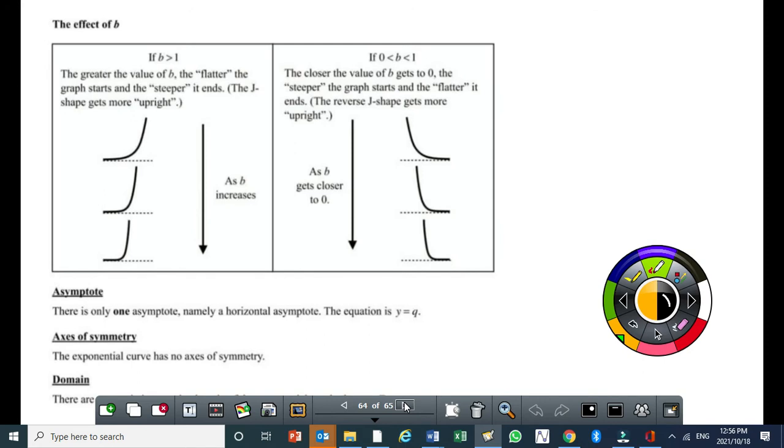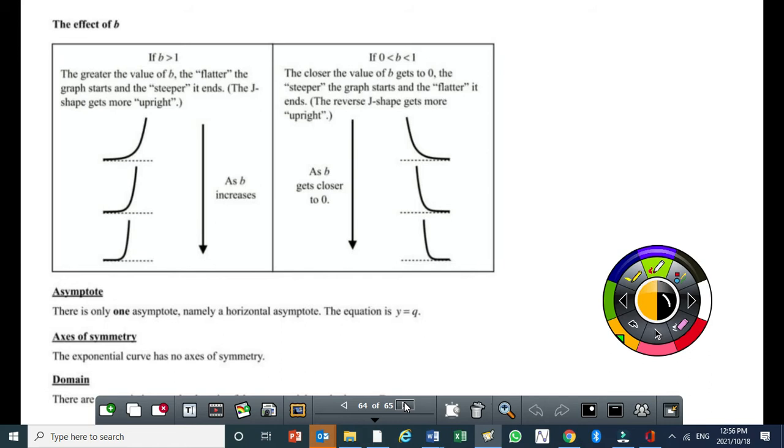Now, B, just to make it easier for you, the value of B is just a value which also tells you how the orientation of the graph is going to be. So the greater the value of B, the flatter the graph starts and the steeper it ends. So it becomes a little bit flatter and becomes very steep, right? But that is if the value of B is greater than 1. If it's between 0 and 1, the closer the value of B gets to 0, the steeper the graph starts and the flatter it ends. Now the reverse of the relation gets more upright, right?